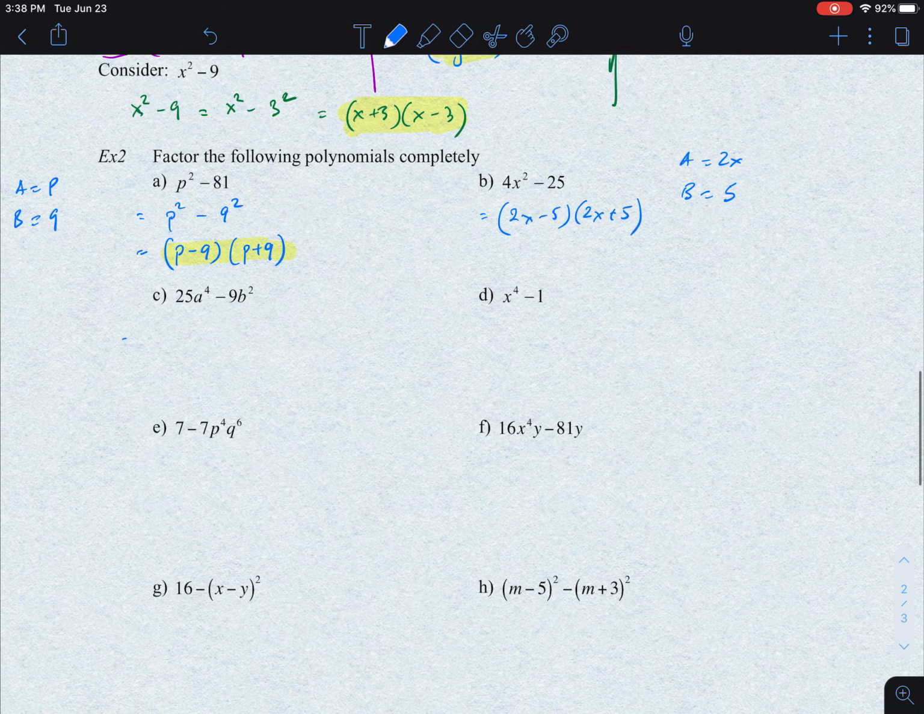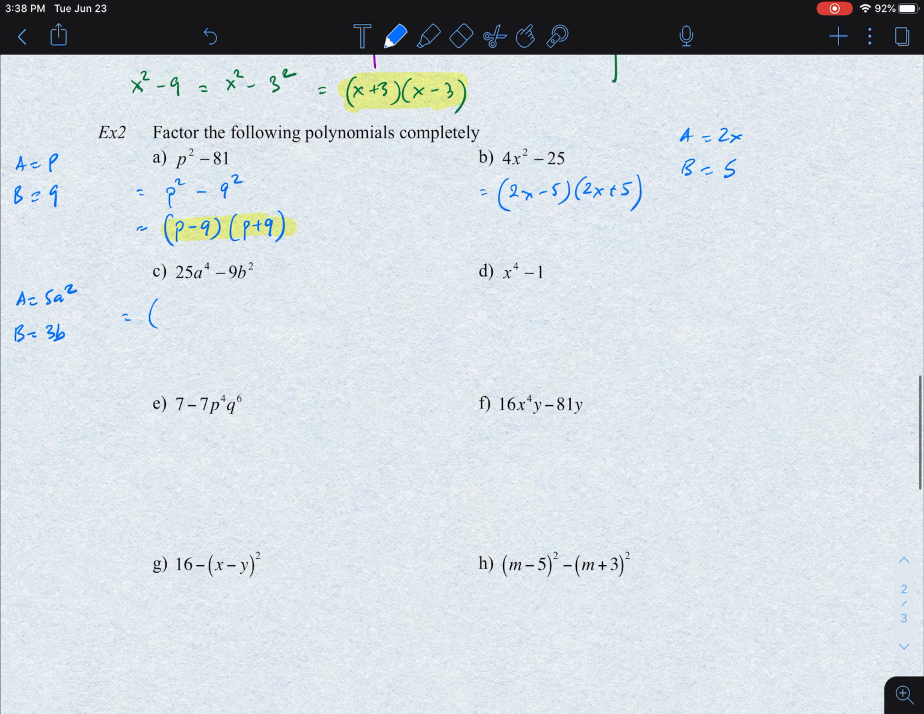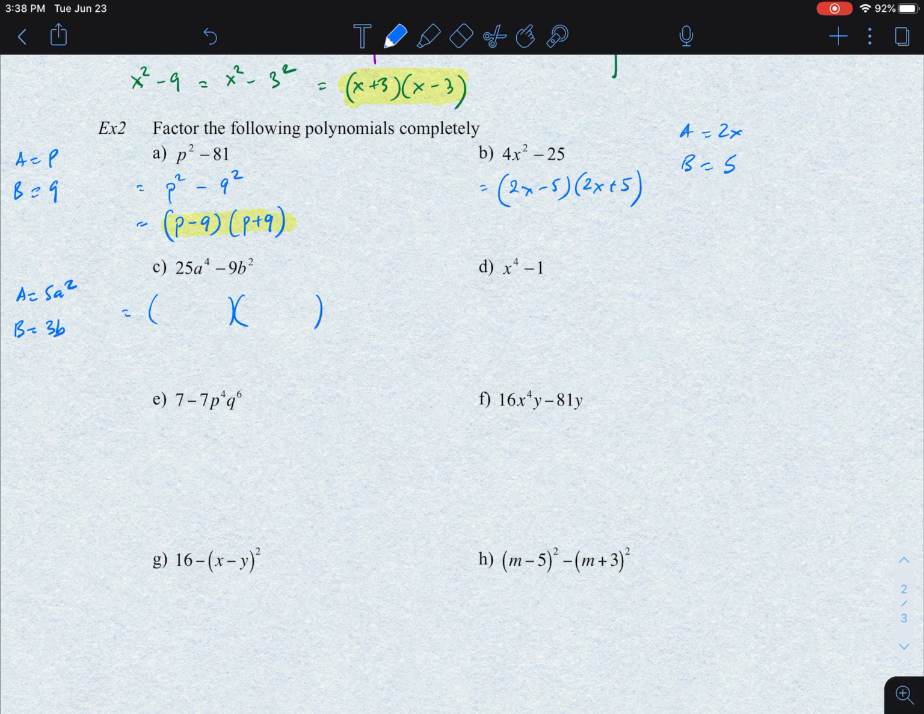For part C, we can say that our a is phi a squared, because that's how we get 25a to the 4. And then b will be 3b, because 3b squared is 9b squared. All right. So we have phi a there, 3b there, 3b there, plus minus or minus plus. Either way is fine.